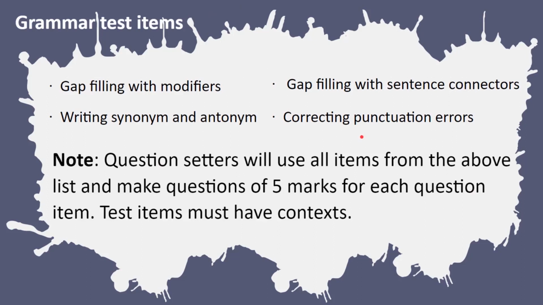One thing is very important I'd like to mention, that question setters will use all items from the above list and make questions for 5 marks for each question item. That means there will be 12 items, each item will carry 5 marks for you. But one thing is actually really challenging for you. This is, most of the items will give you 10 tasks. That means one task will carry 0.5 marks. That means you will get 5 marks for completing 10 tasks.